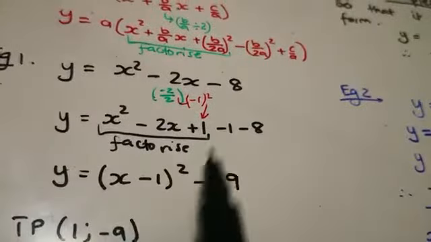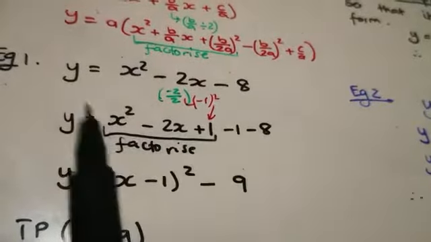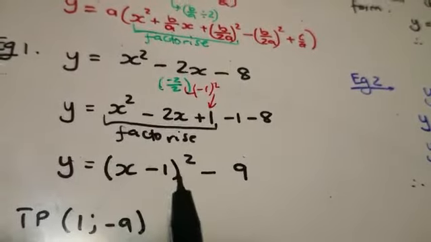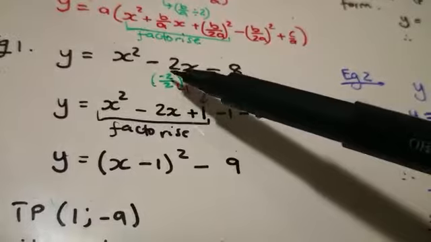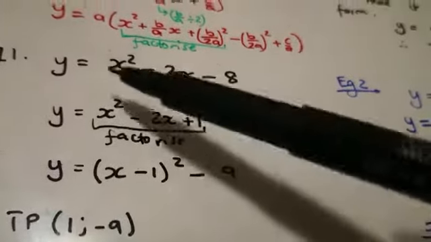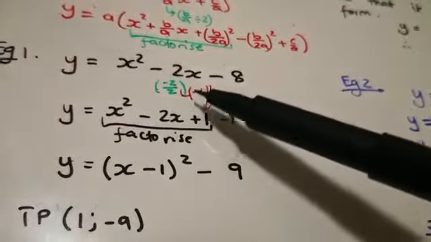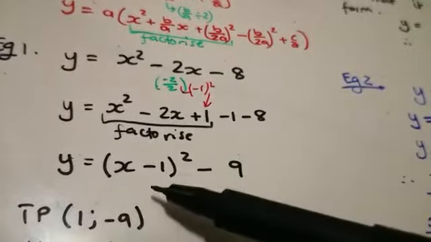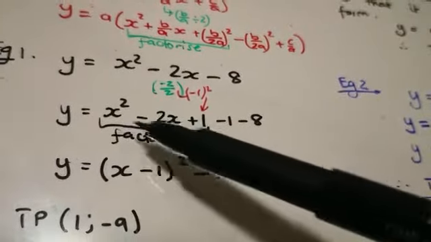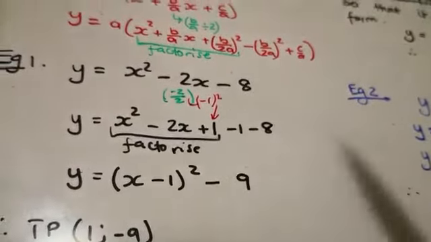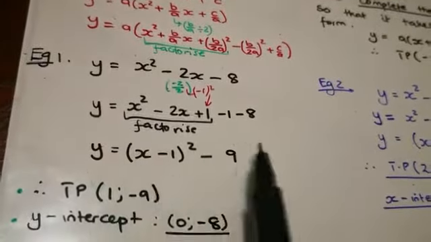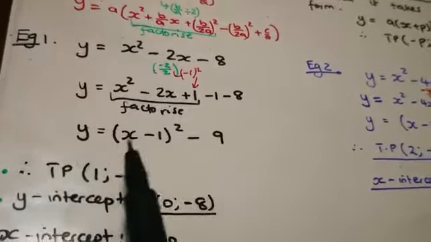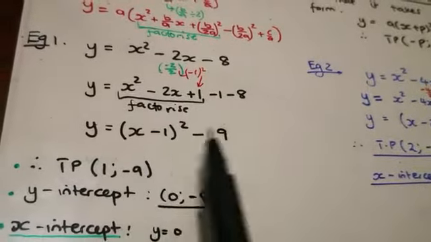Then you factorize this one, so it's a perfect square, so it will give you x minus 1, and this minus 1 is that one that you obtained when you were dividing by the 2. So I still insist that you write that, so it will be easy for you to get this. You don't have to spend time again trying to factorize this. Okay, now as you can see, it sits in bracket form, and then it's easy for you to get the turning point.